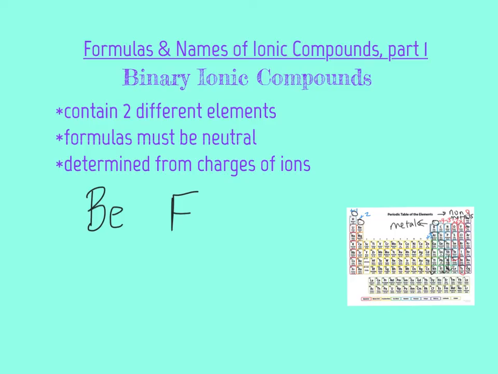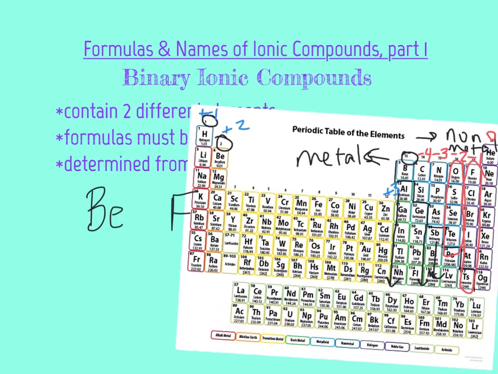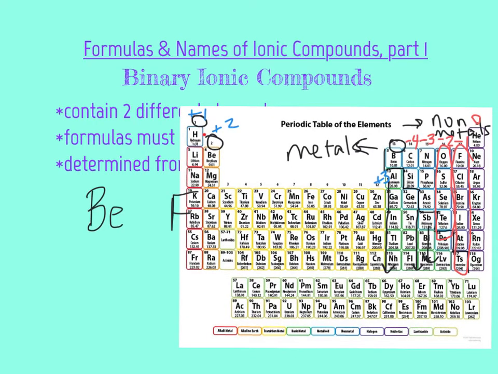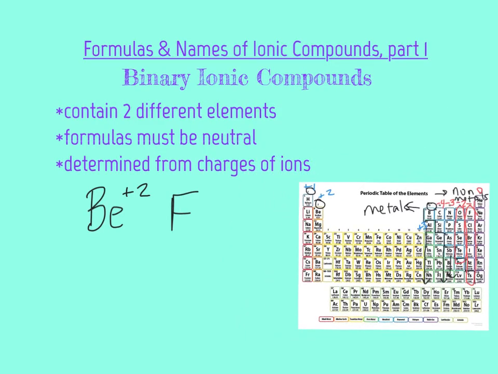Okay, let's try another one. We're going to make a compound between beryllium and fluorine. So if I take a look at my periodic table here, you'll see that beryllium is right here. It's number 4, and it has a +2 charge. So I'm just going to go ahead and write that there, +2 charge. Now I'm going to go ahead and find fluorine, which is over here. It's number 9, but it's in the -1 column, so it's going to have a -1 charge. So I'm going to go ahead and write that over here.